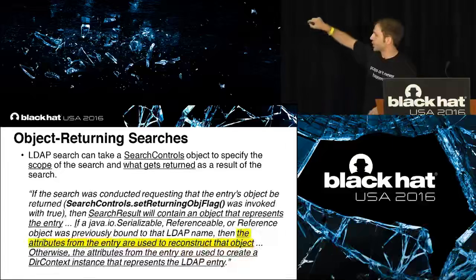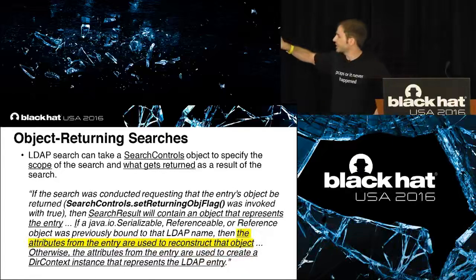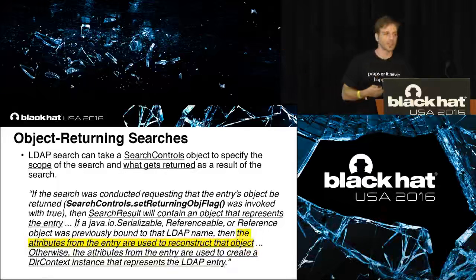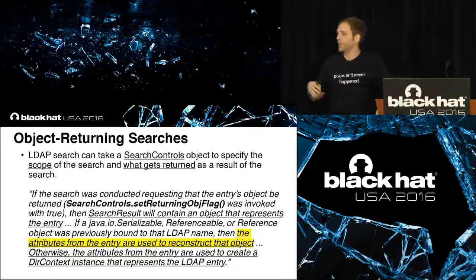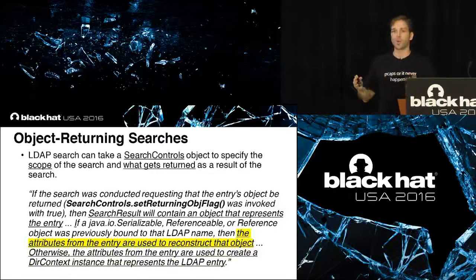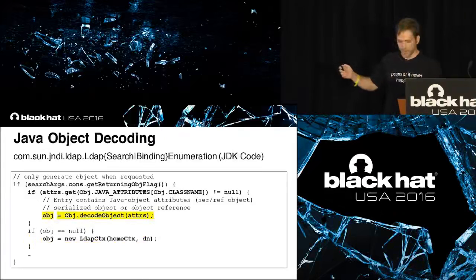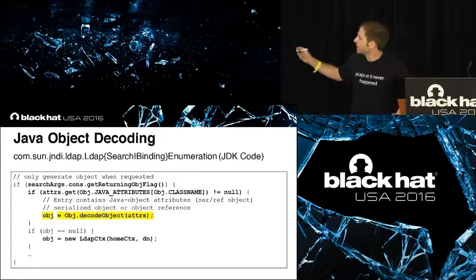So this is from the Oracle documentation. It basically says that if the search control contains this set returning object flag set to true, then whatever attributes are received as part of the response, they will be used to reconstruct a Java object. Or if these attributes are not present, then it will basically create a wrapper around these LDAP attributes. So my opinion is it's even clearer in the code itself.